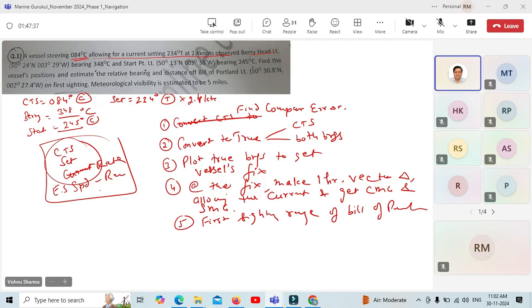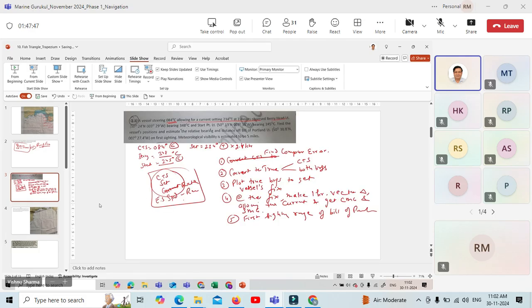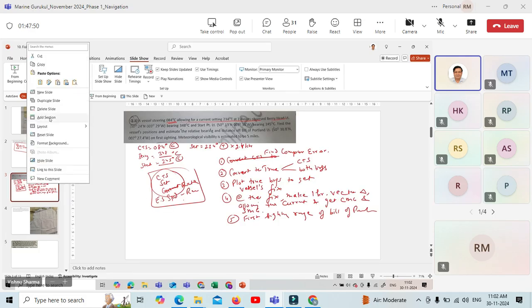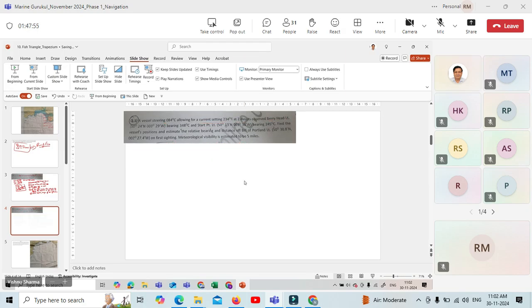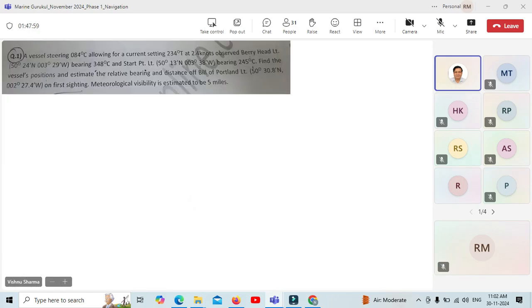If you want, I'll clear it off. One second. I'll just copy it again and I'll do the rough plotting on the next sheet after clearing whatever I have written, so that I don't lose everything. Otherwise, some of you will ask me to do it again. Okay, now let me plot this roughly. Vessel is steering 084. Okay, and current is set. So let us say, guys, I draw these two PLs, Start Point and this, and I get the fix here.